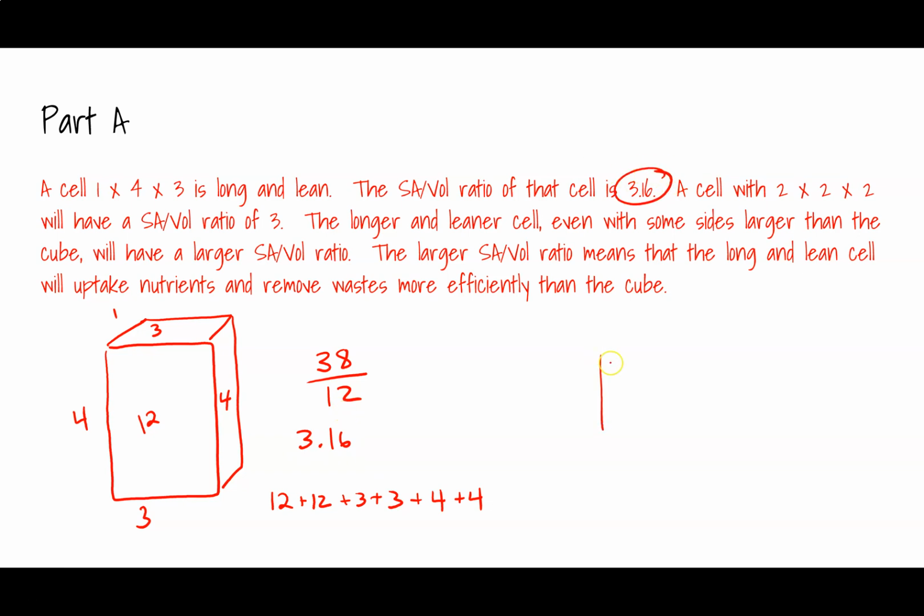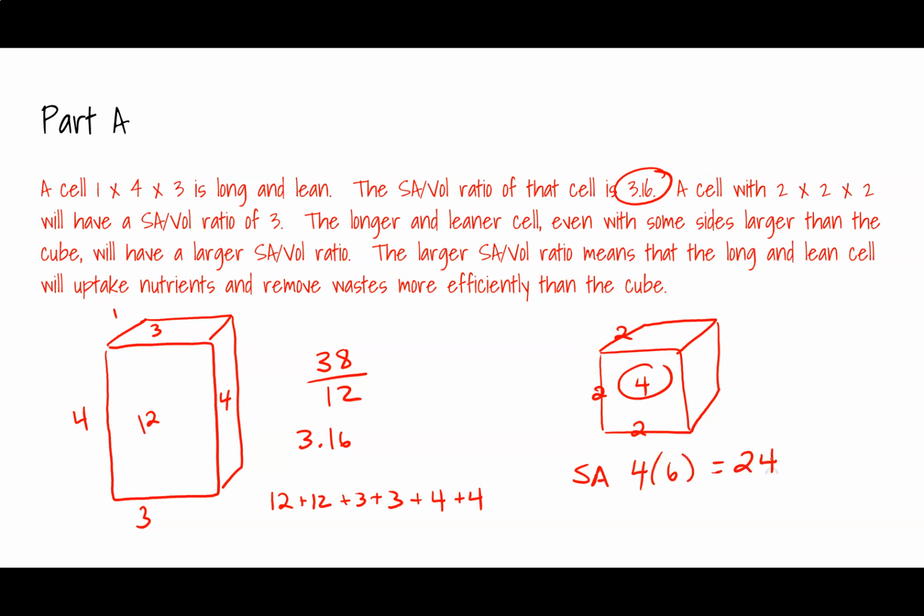In my cube, which has sides of 2, this looks smaller right off the bat, right? So you've got 2, 2, and 2. The area of one side is 4, but I've got 6 of those sides, so my surface area is 24, and my volume is 2 times 2 times 2, which is 8. So 24 divided by 8 is only 3. This is 3.16, that's 3. That's close, right? But that's what they could do to you.